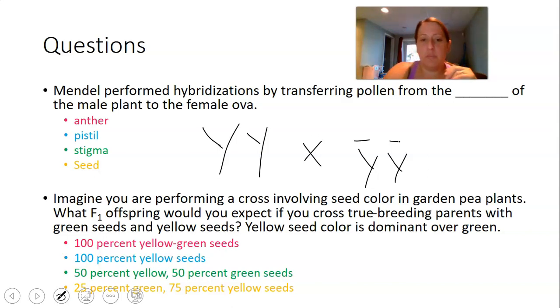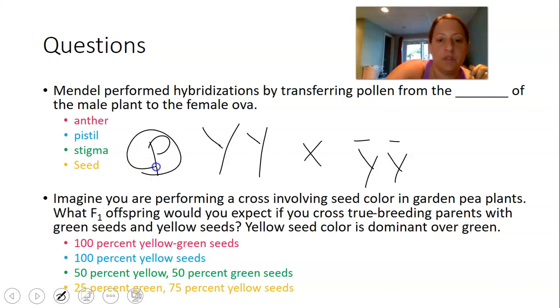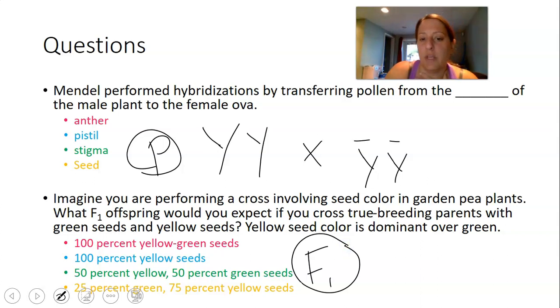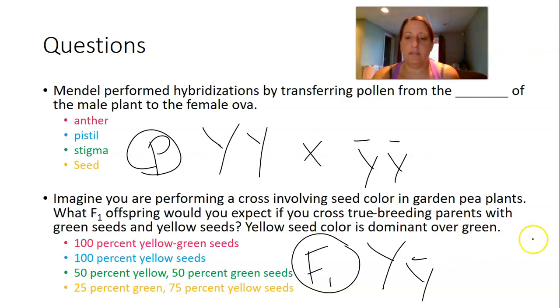So this would be the parent generation, the P. So we're looking for the F1 generation, first filial. And this cross that we have up here would produce all hybrid plants. All of those plants would inherit one allele from one parent, the capital Y, and all of the offspring would inherit the second allele from the other parent, little y, right? So all F1 offspring are going to be what we call heterozygous, big Y, little y. Okay, hopefully that made sense.